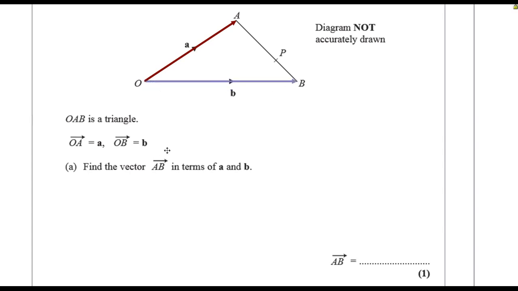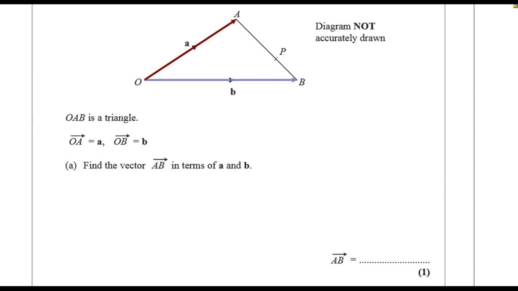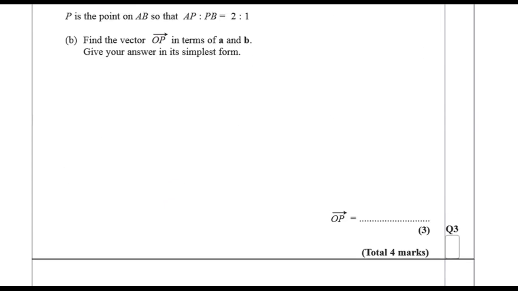Okay, there we go. We've got 2 vectors. Find the vector A to B in terms of A and B. You know what? This looks like pretty much the same question we've just done.